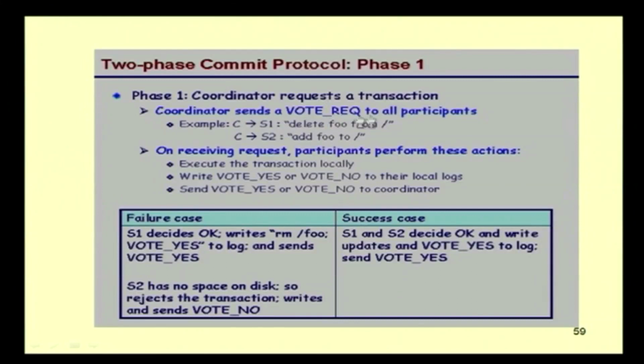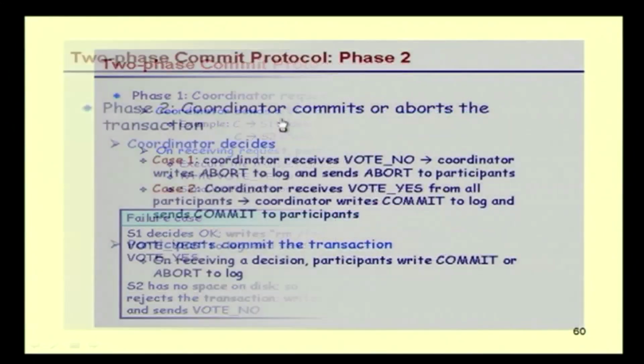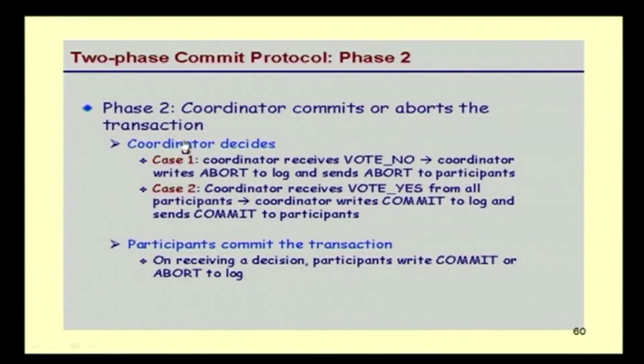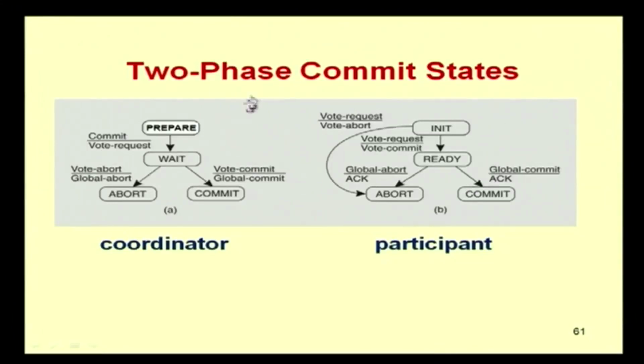The coordinator sends a vote request to all participants, and on receiving it the participant performs the actions, executes the transaction locally, and will vote yes or vote no and send it to the coordinator. In phase 2, the coordinator decides to commit or abort the transaction, and the participants on receiving that have to commit or abort and record it in the log. So, this is a two phase commit.